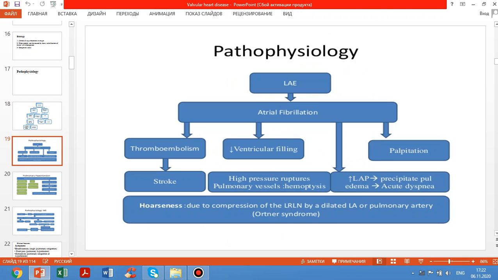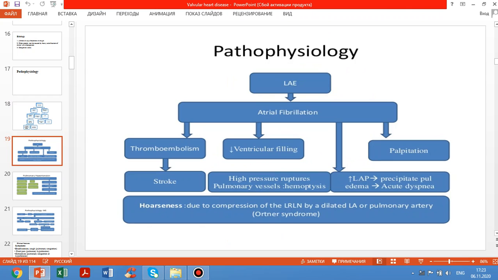In this slide you can see left atrium enlargement. Due to left atrium enlargement, there is atrial fibrillation. Due to atrial fibrillation, there is thromboembolism, like stroke, decreasing ventricular filling. Left atrial pressure increases, precipitating pulmonary edema and acute dyspnea, and also palpitation.